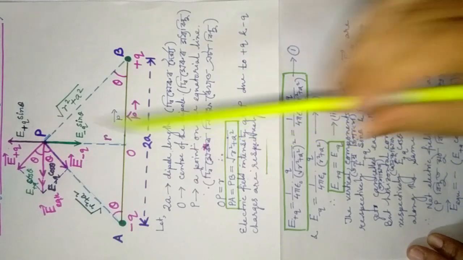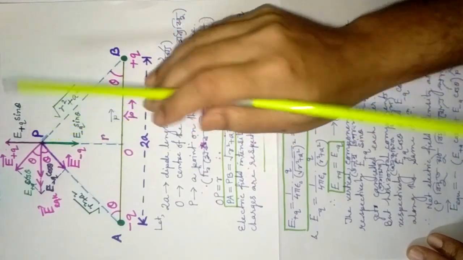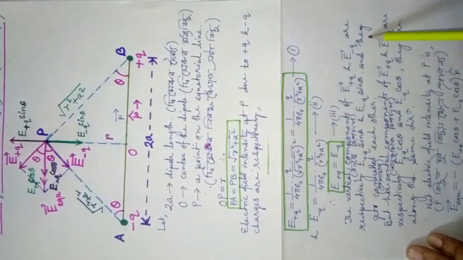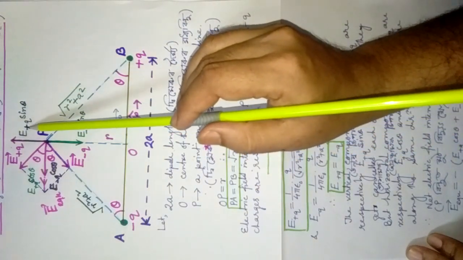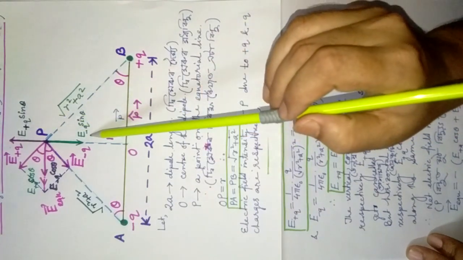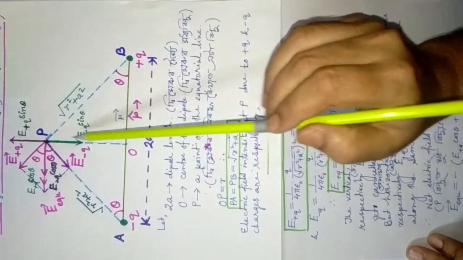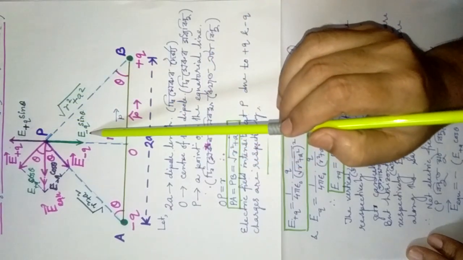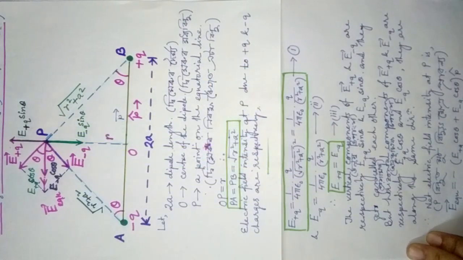E₊q sin θ and E₋q sin θ cancel each other. Already I have mentioned why: since E₊q and E₋q are exactly equal in magnitude, what will happen? Instead of E₋q, if you write E₊q, this direction E₊q sin θ and this direction also E₊q sin θ, then they get cancelled.